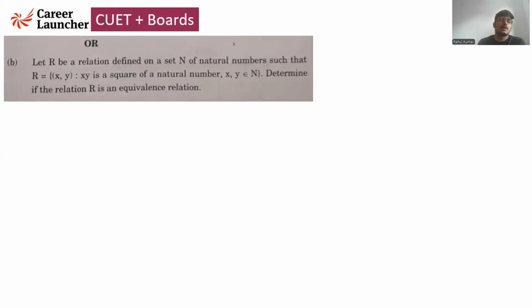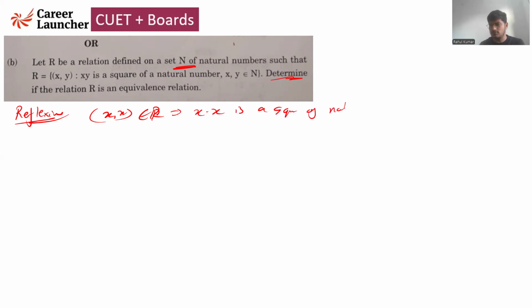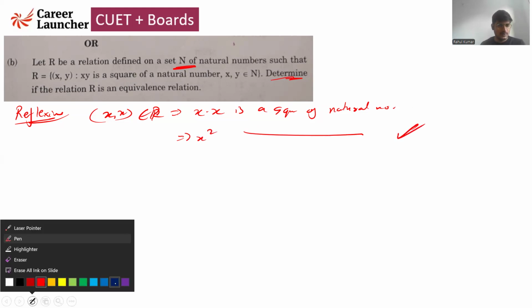Now we have the next problem, a relation defined on the set of natural numbers. There may be a chance that many students get stuck here, but let us discuss. You need to determine whether the relation is an equivalence. Let's check reflexivity. For reflexive, (x, x) belongs to this relation. When I say this, I mean x multiplied with x is a square of some natural number. Is this so? Let's try. X square is a square of a natural number, which is x. So it is reflexive. Now I will discuss symmetry.